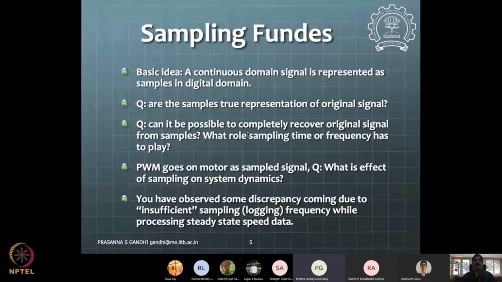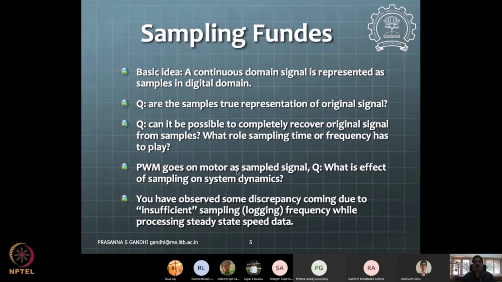Now the questions are: are the samples a true representation of the original signal? Further, if it is a true representation, then is it possible to completely recover the original signal from its samples? What is the role that the sampling time or the sampling frequency has to play in getting the recovery of the entire signal done?